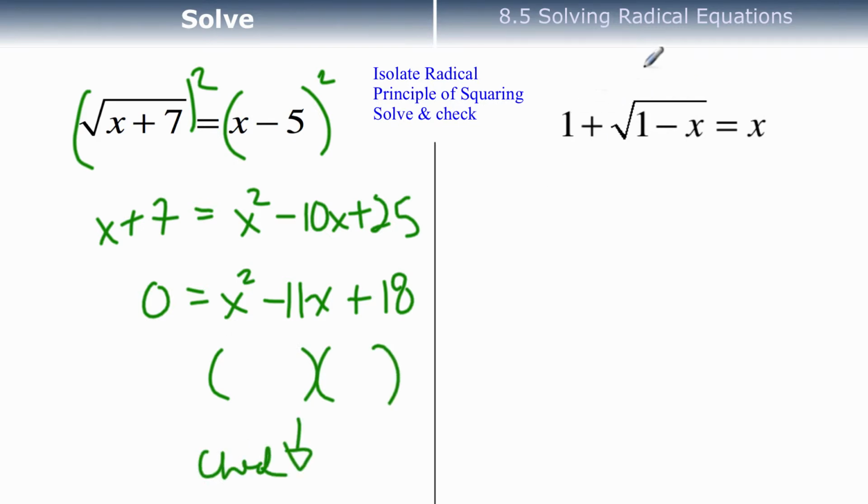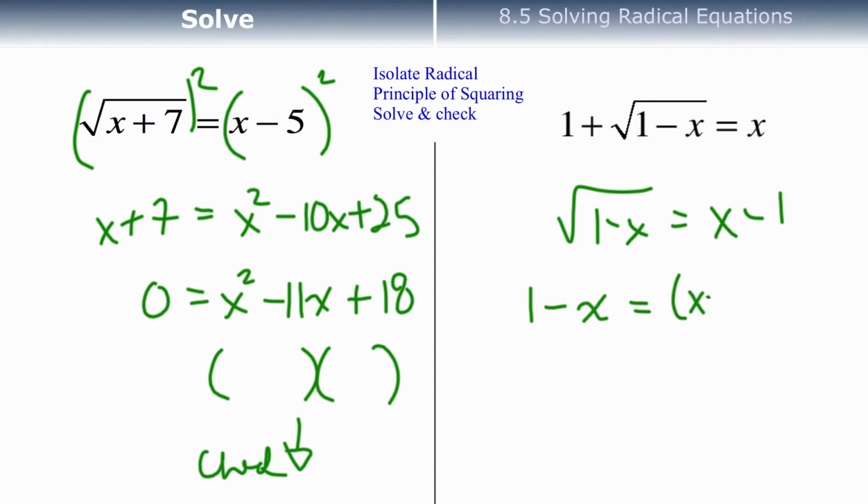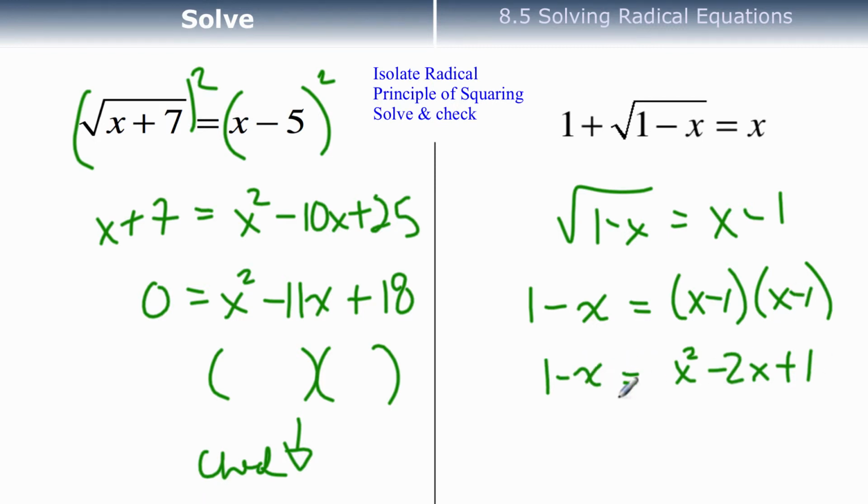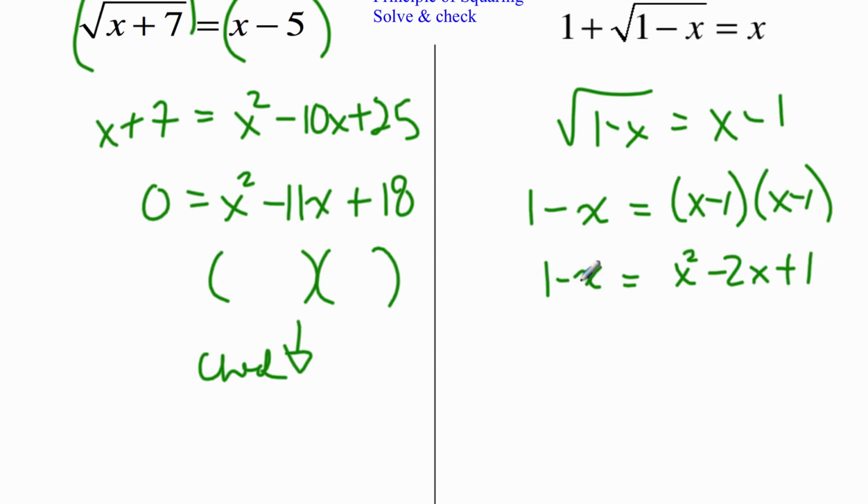Okay, this one, I'd have to take the 1 over to this side because I have to isolate that radical, right? So the root of 1 minus x is equal to x take away 1. Square both sides, so I'll have 1 minus x is equal to x minus 1 times x minus 1. When you FOIL all that out, this is what you get: x squared minus 2x plus 1 equals 1 minus x. And then bring the minus x over, become a positive x, so this will be a minus x. I'll have an x squared. And when I bring the 1 over, it becomes a minus 1, and 1 take away 1 is 0. Oh, so there's nothing there.